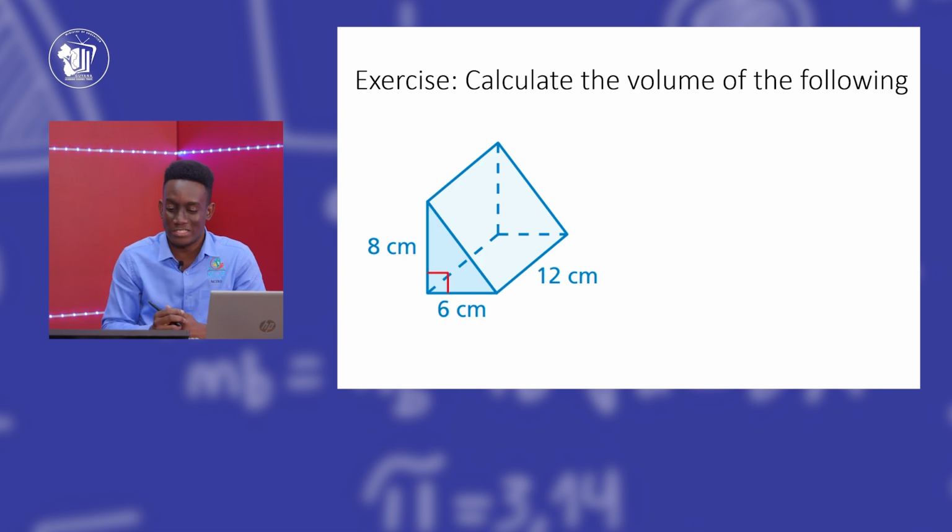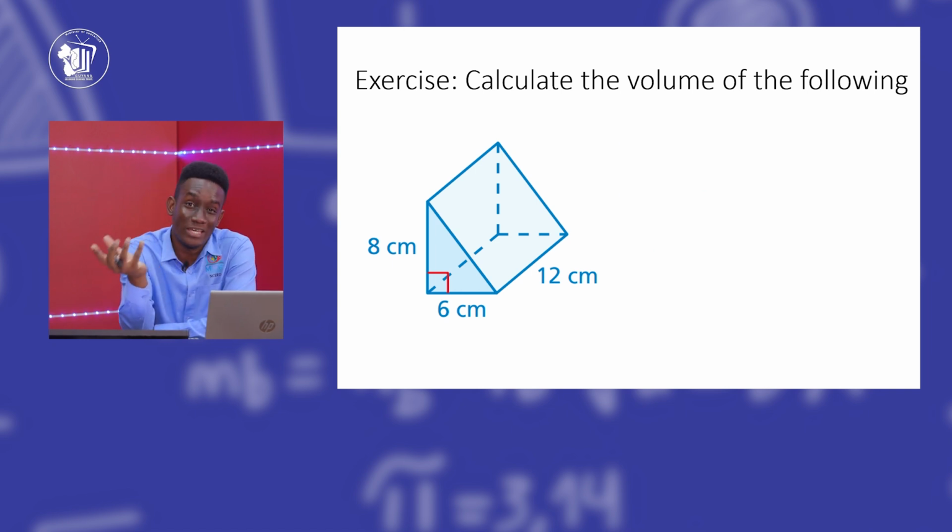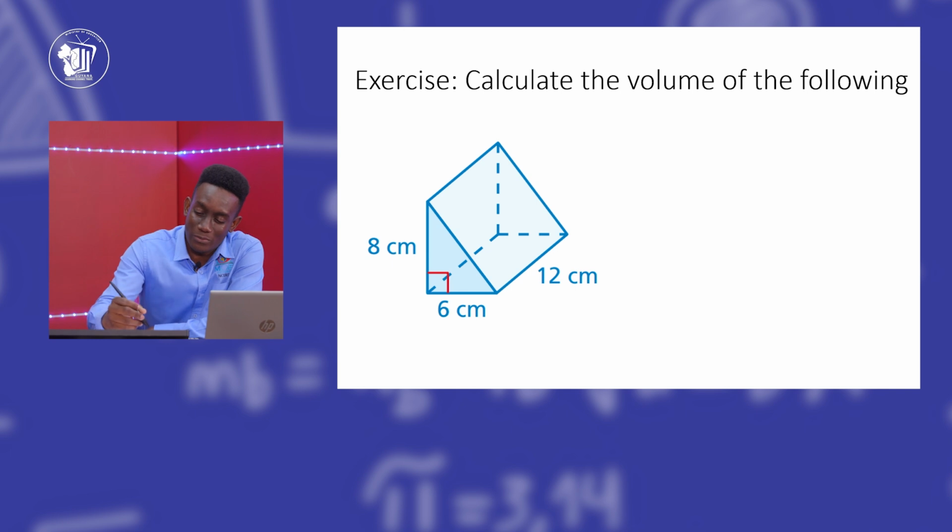Now let's look at this final shape. So I want us to calculate the volume of this triangular prism. Now the thing about calculating the volume of any prism, and how do we identify a shape is a prism, is if when you cut the shape, the cross section of the shape would be the same thing that is at the base. Well, in this case, this will serve as the base.